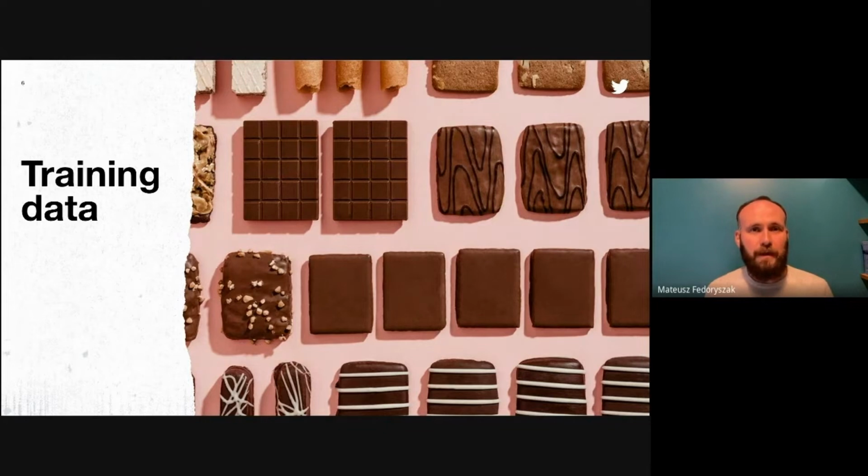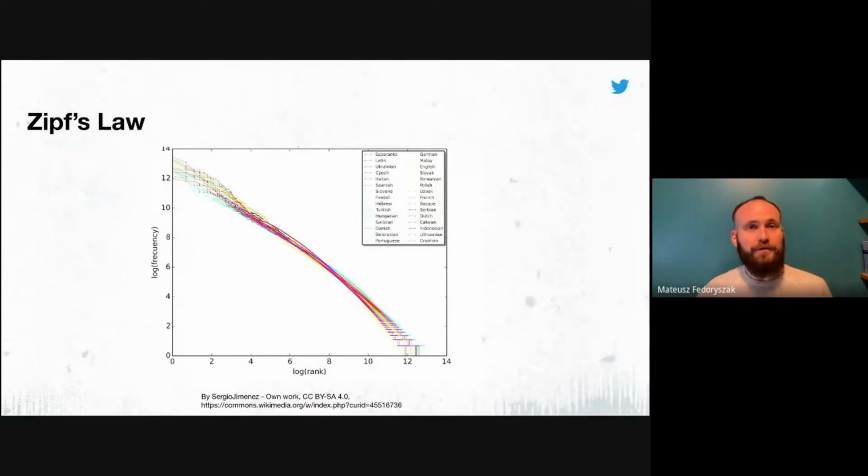Another problem is about topical data distribution. And to explain that, I need to talk about a phenomenon called Zipf's law. So Zipf's law is an empirical law that states that word token frequency in a corpus is inversely proportional to its rank in this corpus.